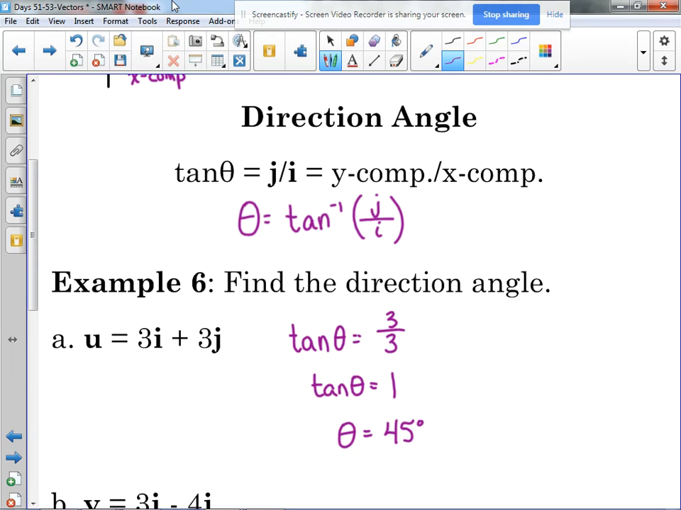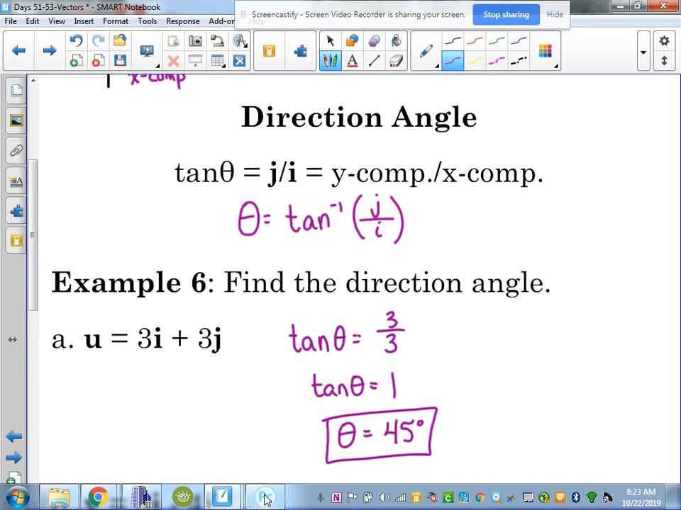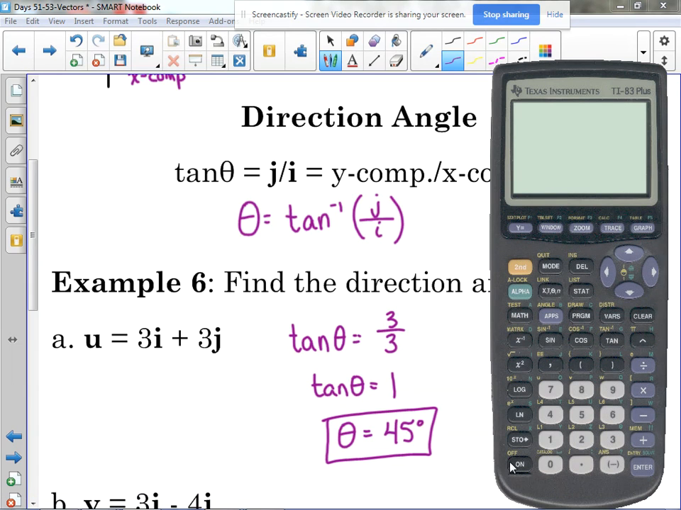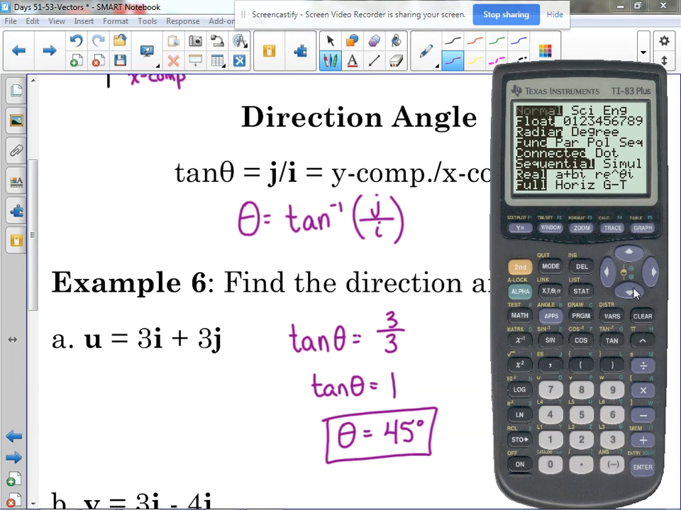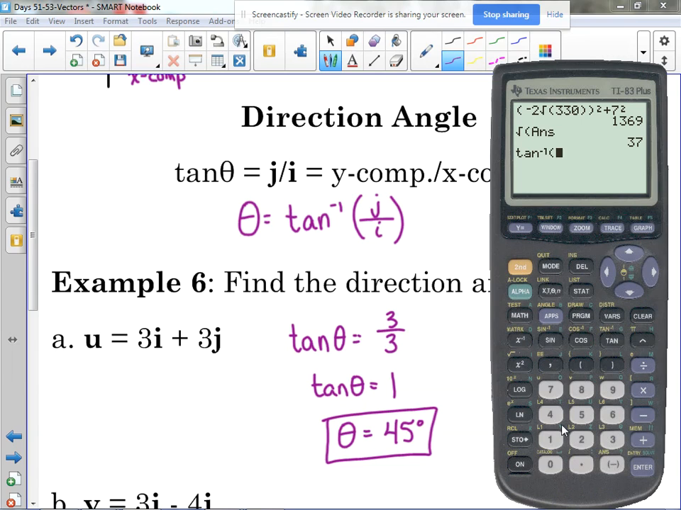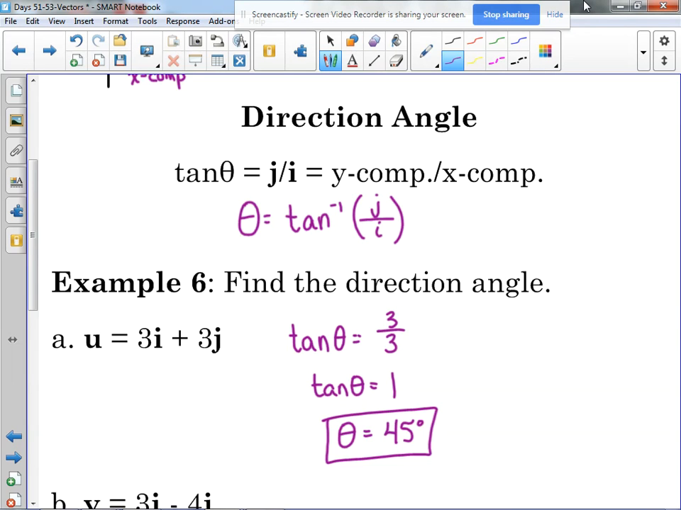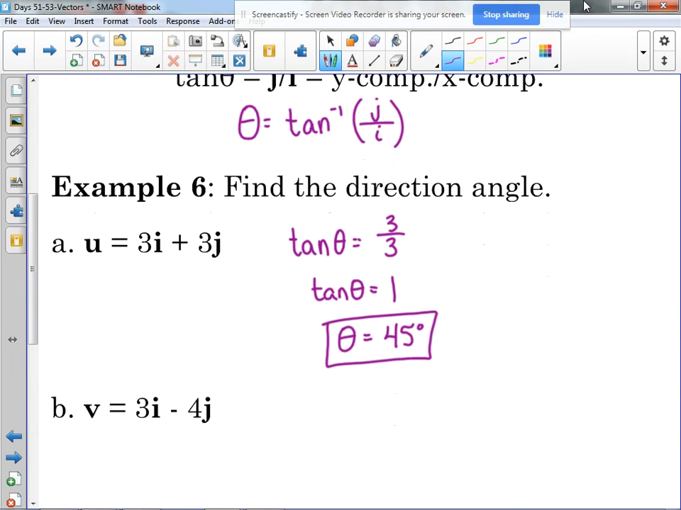Check and make sure that that makes sense. Positive x component, positive y component, so we're in quadrant 1. 45 degrees is in quadrant 1. Now, there is nothing stopping you from doing that in the calculator. As long as you're in degree mode, you can do the inverse tangent of 1, and you're going to get 45. I just wanted to take the opportunity to review something from our unit circle really quick.